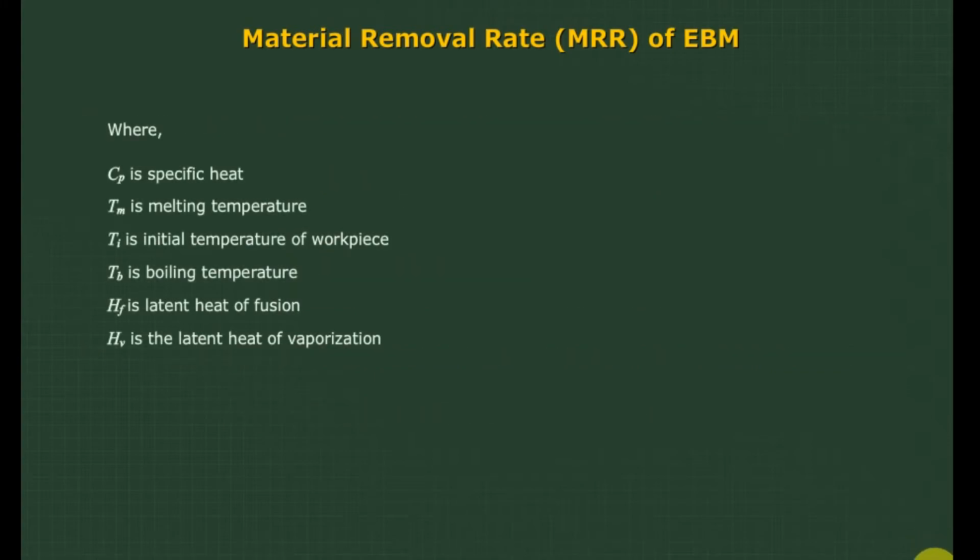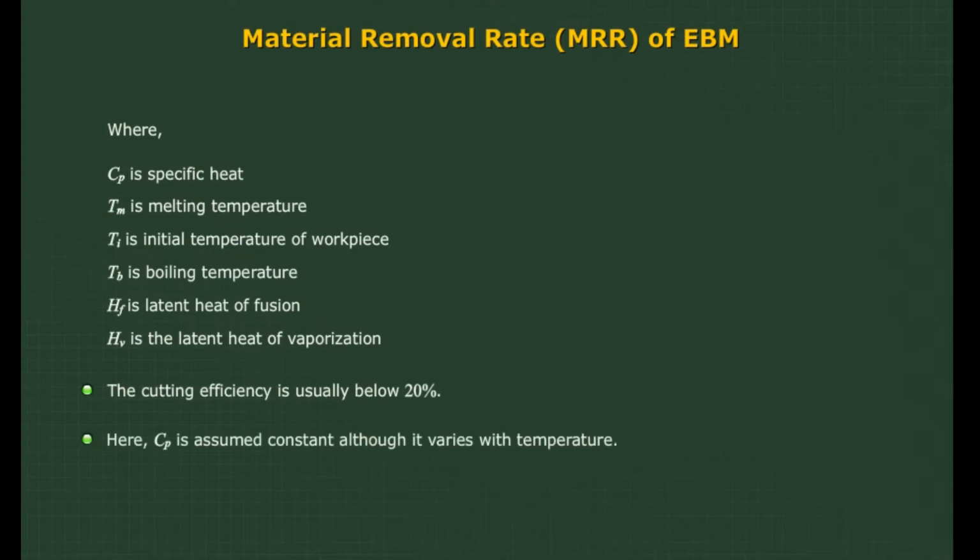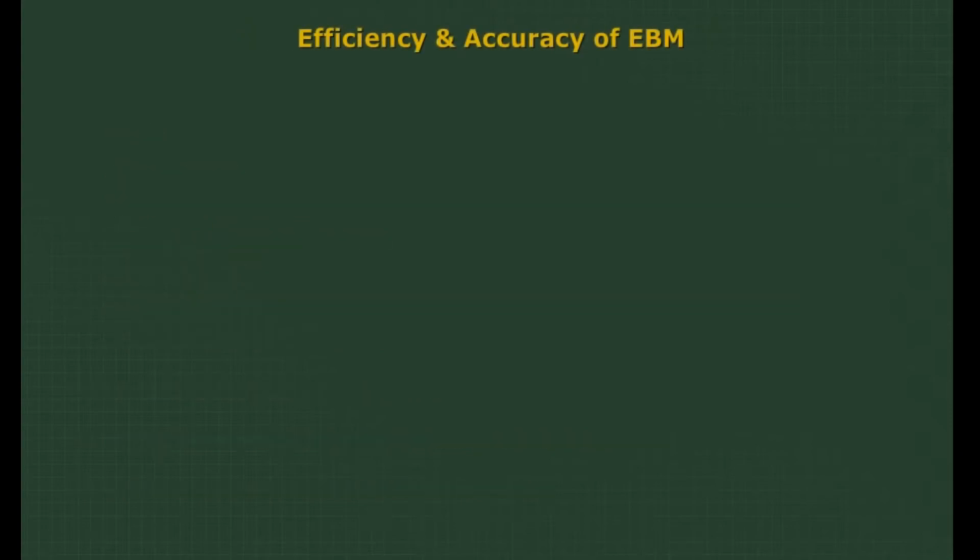Where Cp is specific heat, Tm is melting temperature, Ti is initial temperature of workpiece, Tb is boiling temperature, HF is latent heat of fusion, HV is the latent heat of vaporization. The cutting efficiency is usually below 20%. Here, Cp is assumed constant, although it varies with temperature. Suffix S and L indicate solid and liquid states respectively.